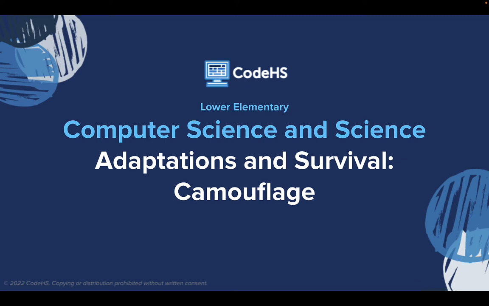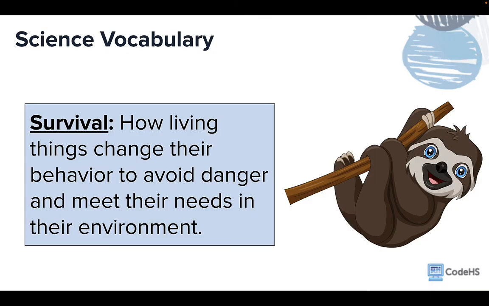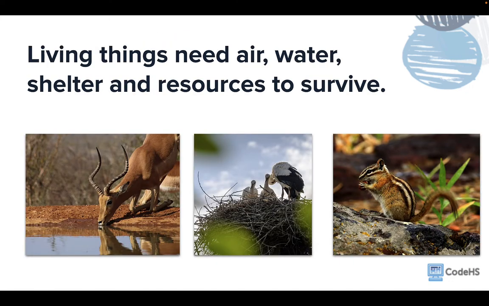In this lesson, we are going to create a scene to show an animal using camouflage to hide. Living things can have different behaviors to avoid danger and to get what they need from their environment. This is called survival. What do living things need from their environment in order to survive? Living things need air, water, and shelter to survive.